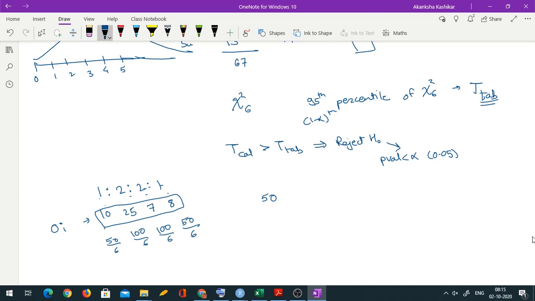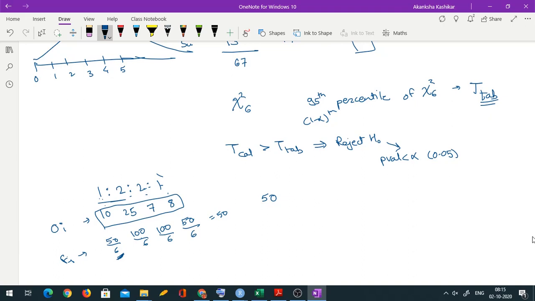Okay, addition has to be 50. So this is 100 plus 100, 200, and then 300 by 6. So it is 50. Okay. So these become your expected frequencies. How did I get this number? From these proportions. I want to maintain this proportion.